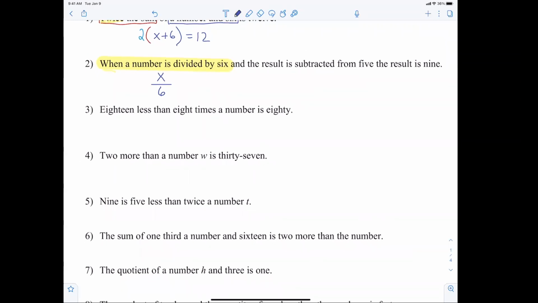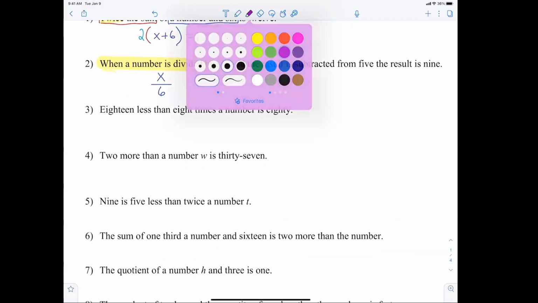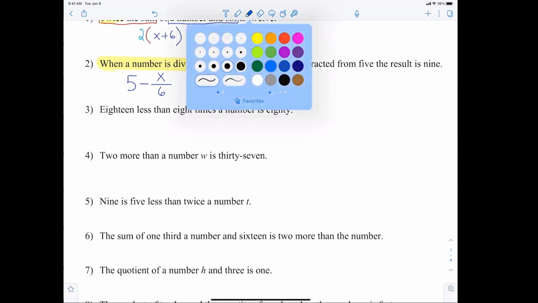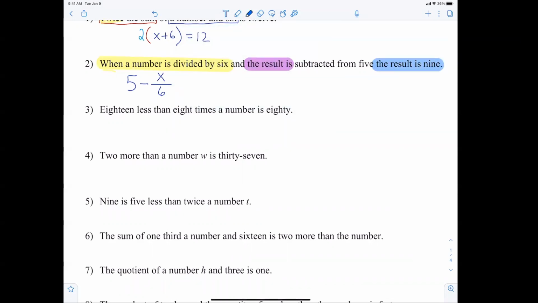Now, what I want to make sure everybody's understanding is the result. What does that mean, the result? This answer. When that answer is subtracted from 5, so what are we thinking here? Is it minus? 5 minus. So I want everybody to do 5 minus that. And again, it will say now the result is 9. How do I write that? Say it again. Equals 9.